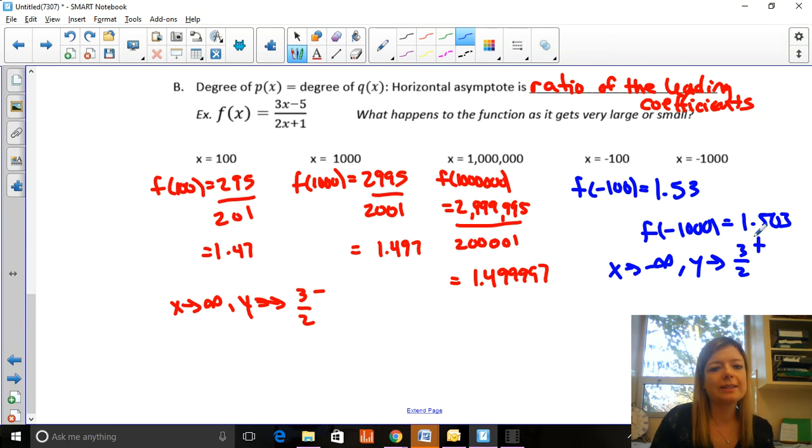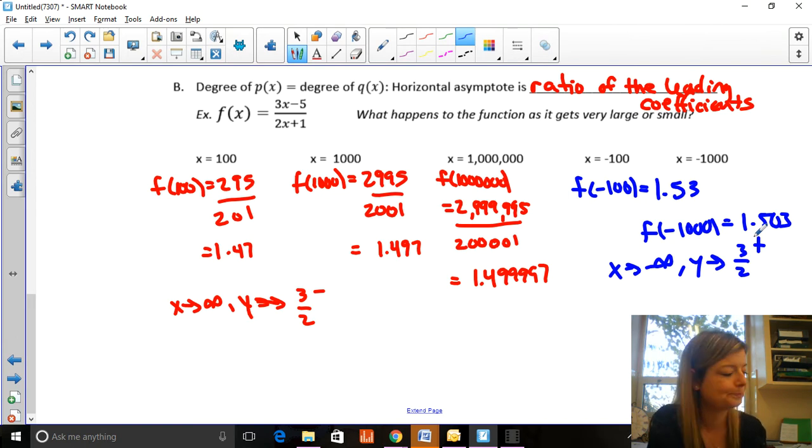So you can write here too the reasoning why it's the ratio of the leading coefficients. As x gets large, the negative 5 and the plus 1 become increasingly insignificant. In other words, the larger that x gets, the less significant that minus 5 and the plus 1 become. So therefore, the function approaches 3 over 2.